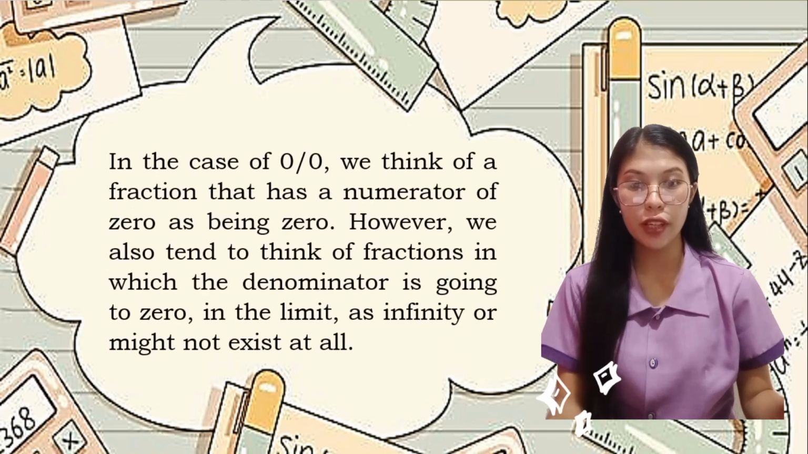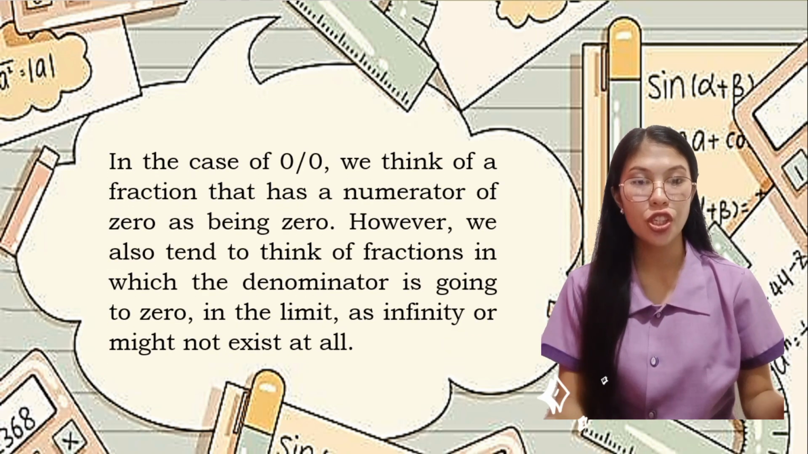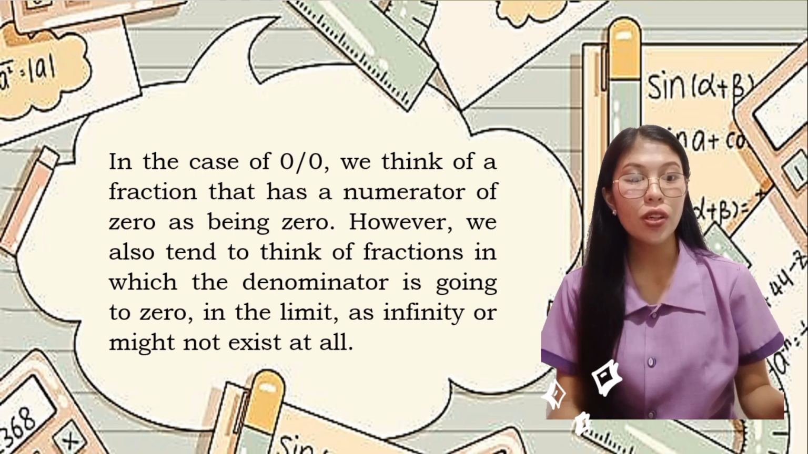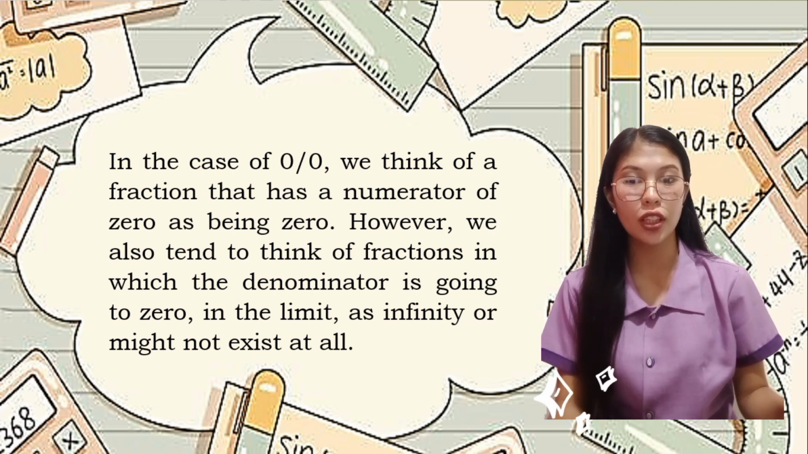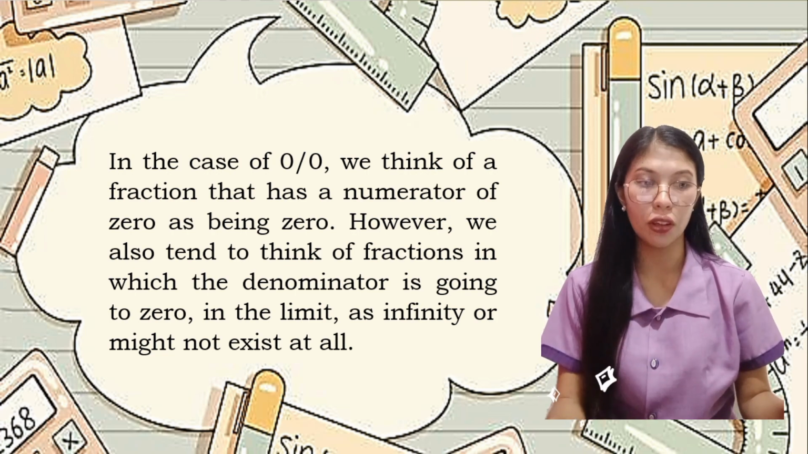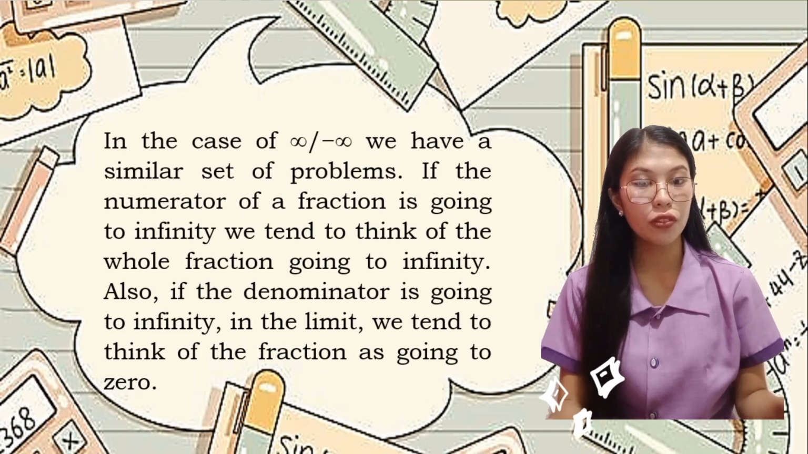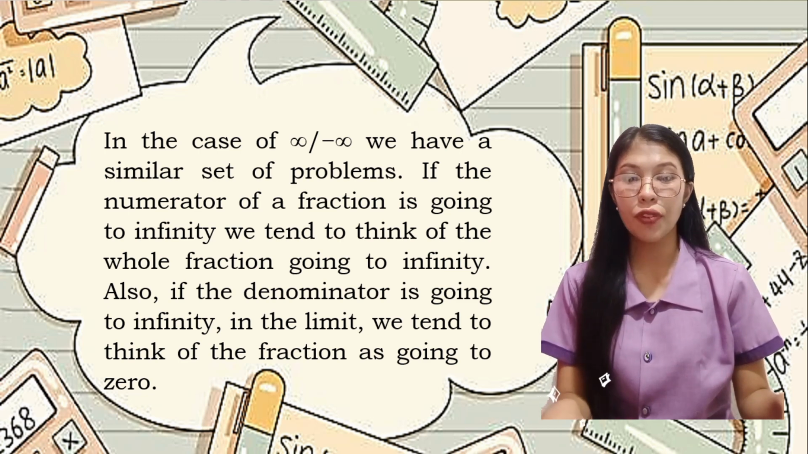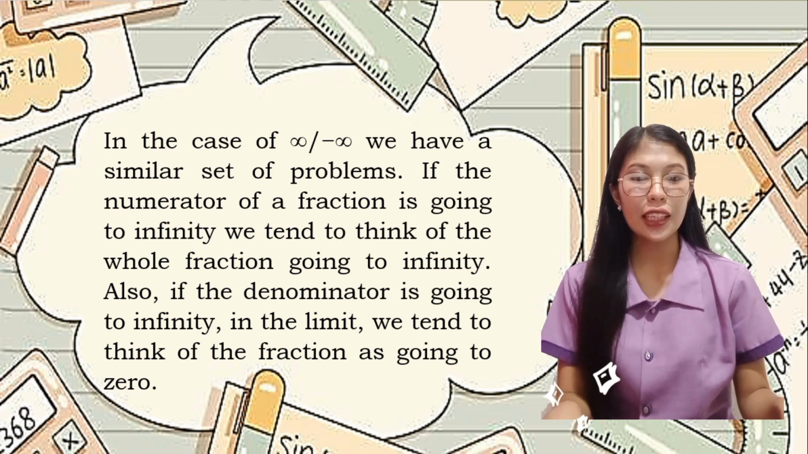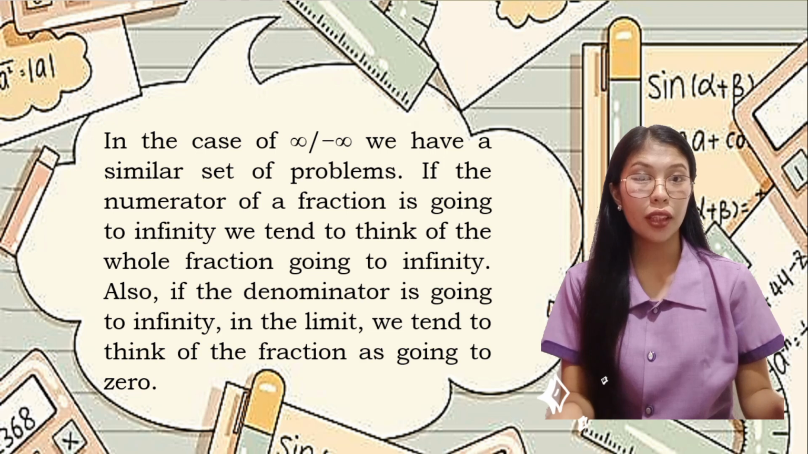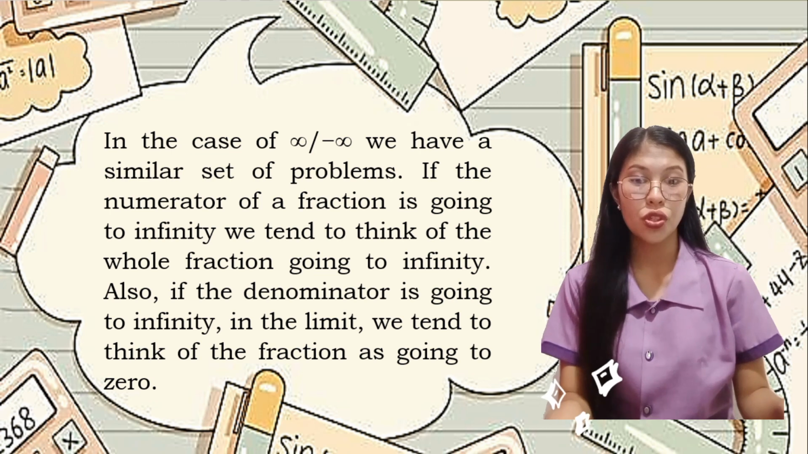In the case of 0 over 0, we typically think of a fraction that has a numerator of 0 as being 0. However, we also tend to think of fractions in which the denominator is going to 0 as having a limit of infinity, or that might not exist at all. In the case of infinity over infinity, we have a similar set of problems. If the numerator of a fraction is going to infinity, we tend to think of the whole fraction going to infinity as well. Also, if the denominator is going to infinity in the limit, we tend to think of the fraction as going to 0.